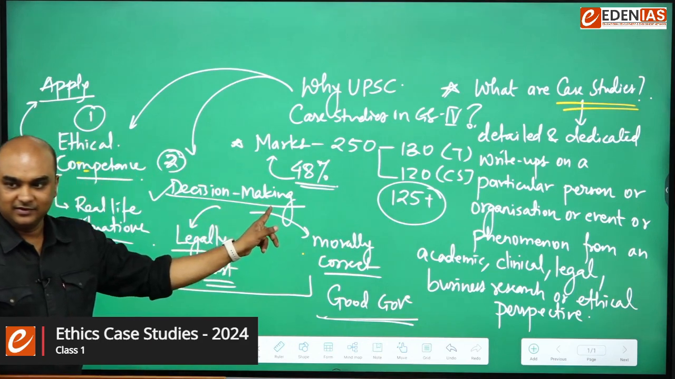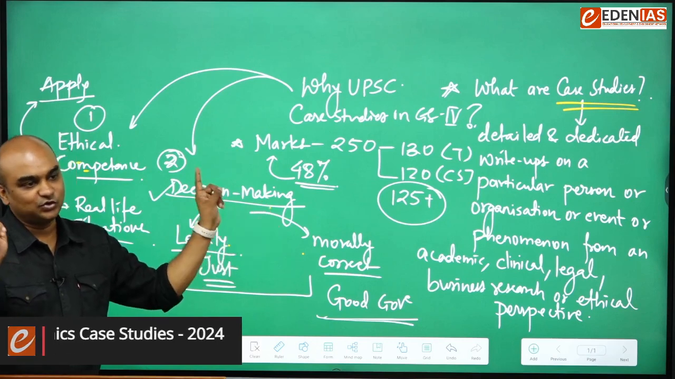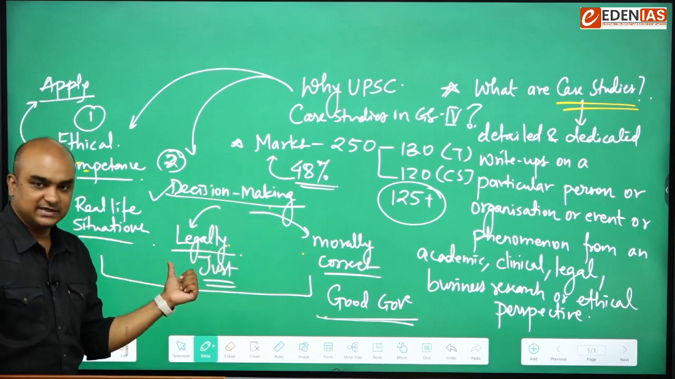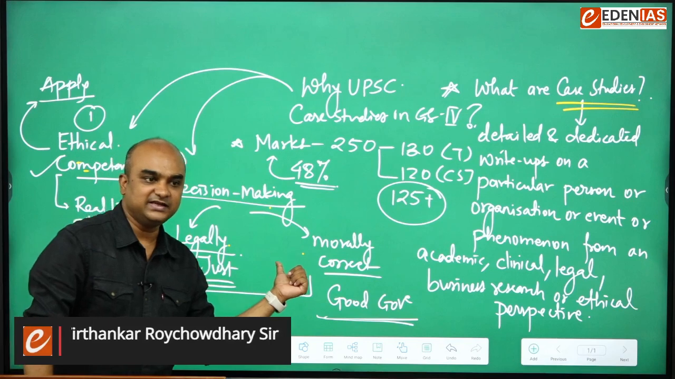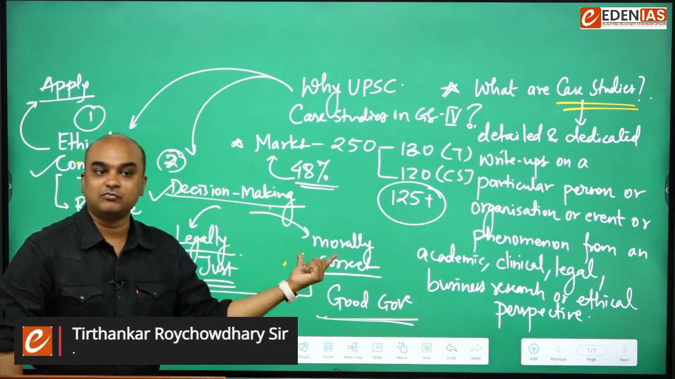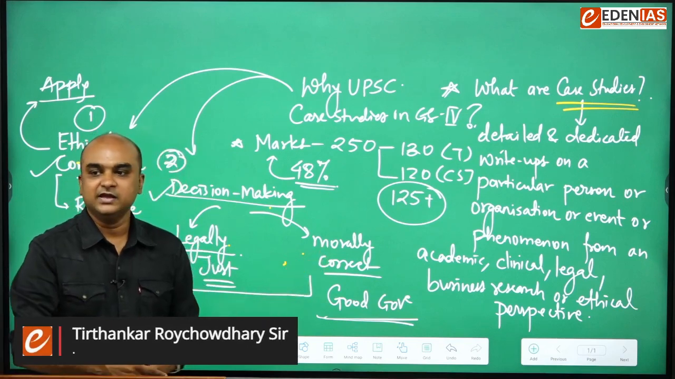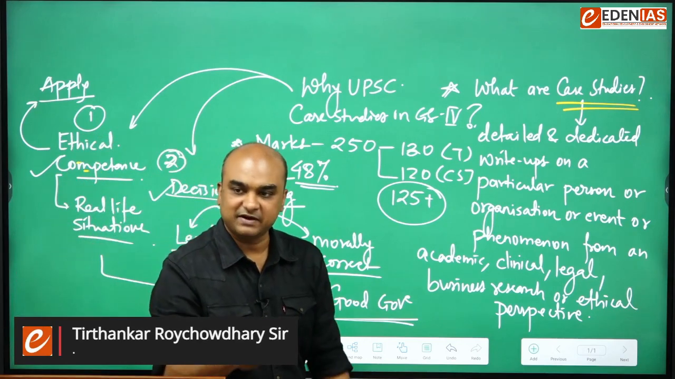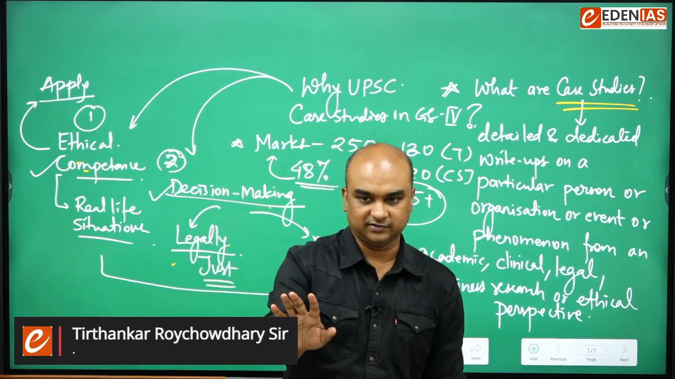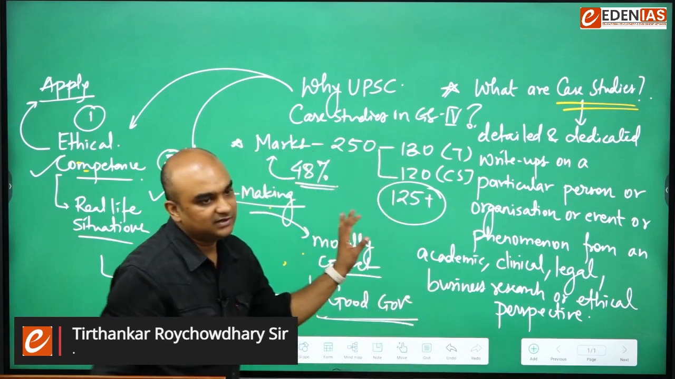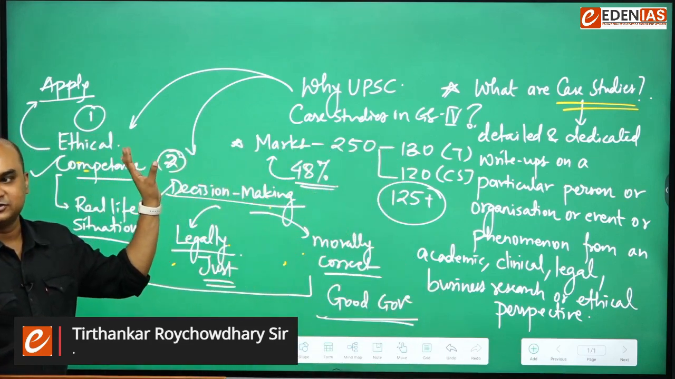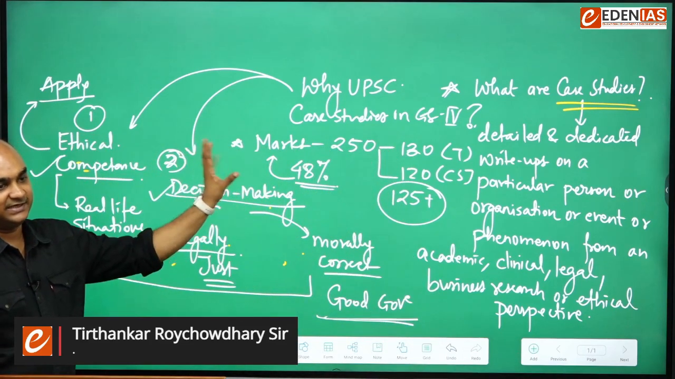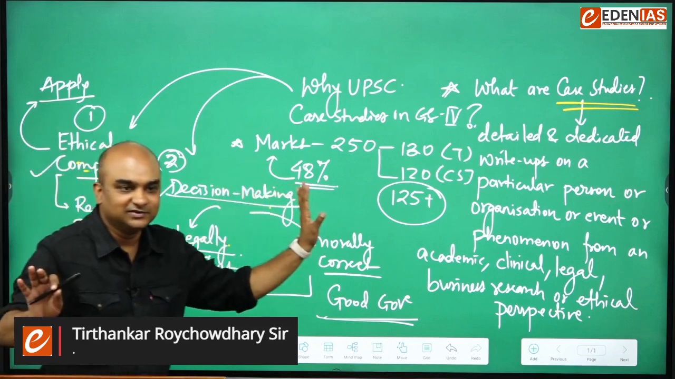Decision making. When we take decisions, obviously there are two aspects to decision making. One is the legal aspect, the second is the moral aspect. And when I say moral aspect in decision making, it not only includes your own consciousness, but also the prevalent ethics of the society. Do you understand that? So these are the two reasons why UPSC decided to introduce case studies in GS paper 4. So far so good? Understand that?